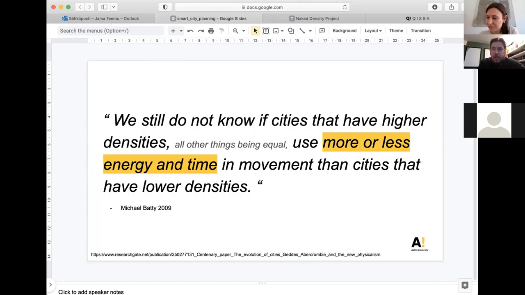And even if we do not talk about the qualities and we take the climate change perspective, we actually still do not know if cities that have higher densities use more or less energy, or even time in movement, than cities that have lower densities. Michael Batty put that in a paper already in 2009, but still it is very common understanding that densely built cities are more sustainable. You can find the link for that paper below when you get the slides.